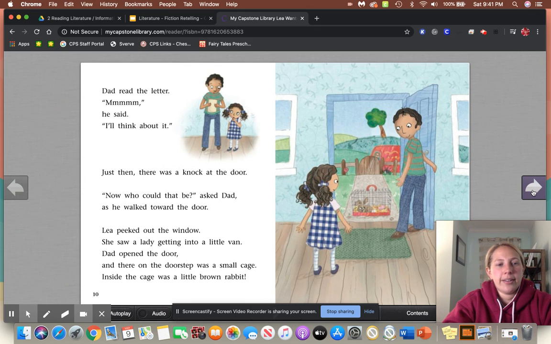Dad read the letter. He said, I'll think about it. Just then, there was a knock at the door. Who could that be? Asked Dad as he walked toward the door. Leah peeked out the window. She saw a lady getting into a little van. Dad opened the door, and there, on the doorstep, was a small cage. Inside the cage was a little brown rabbit.